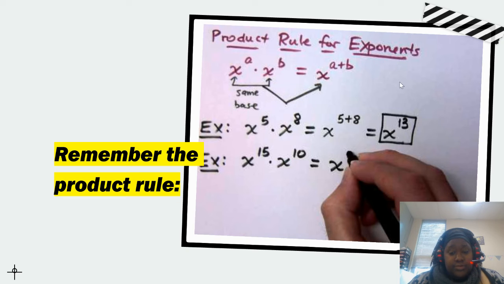Okay, please don't forget the product rule. Anytime you multiply 2 variables that are exactly the same, you're going to add the exponent. Here's an example right here. We have x to the 5th times x to the 8th. You'll do x and then to the 5th plus the 8th, which will give you x to the 13th power. And here's another example. We have x to the 15th times x to the 10th. You'll add these two together, 15 plus 10, which will give you 25.